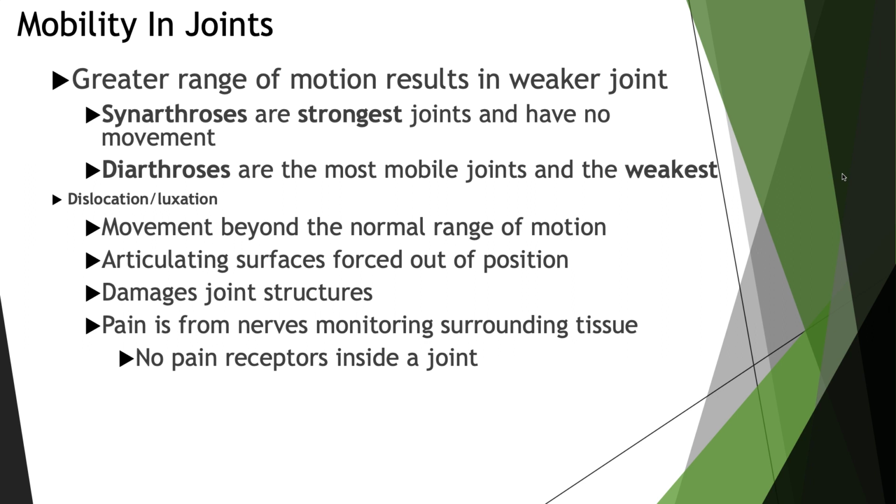As we discussed, a greater range of motion often results in a weaker joint. And we can have things called dislocations. So this is basically movement beyond the normal range of motion. Articulating surfaces are forced out of position, damage to the joint occurs, and there is pain from nerves that monitor surrounding tissue. There are actually no pain receptors in the joint, and most of that pain is occurring from compression of those nerves around that joint.